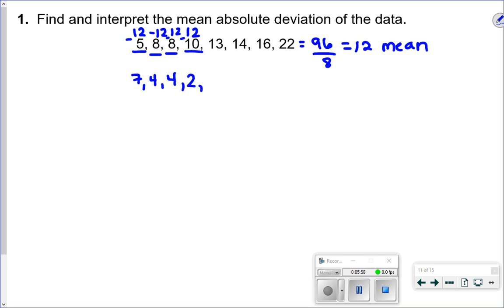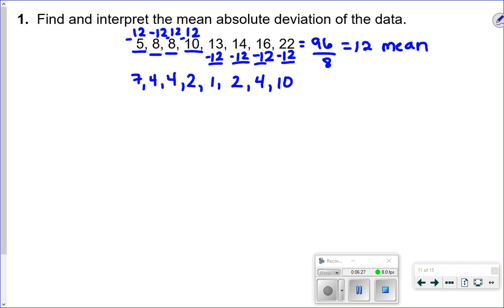Now my numbers are bigger than 12, so I'm going to start with the number given to me first and then subtract 12 from that. So 13 minus 12 is 1. 14 minus 12 is 2. 16, whoops, I don't want to write divided by. I want to write minus. So 16 minus 12 is going to be 4. And then 22 minus 12 is going to give me 10. So that's my new list of numbers.